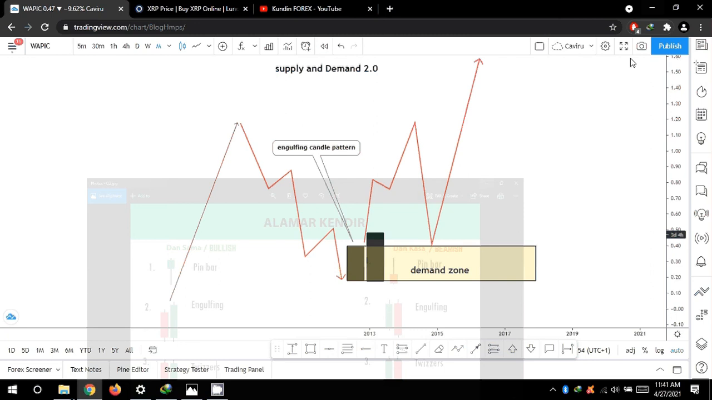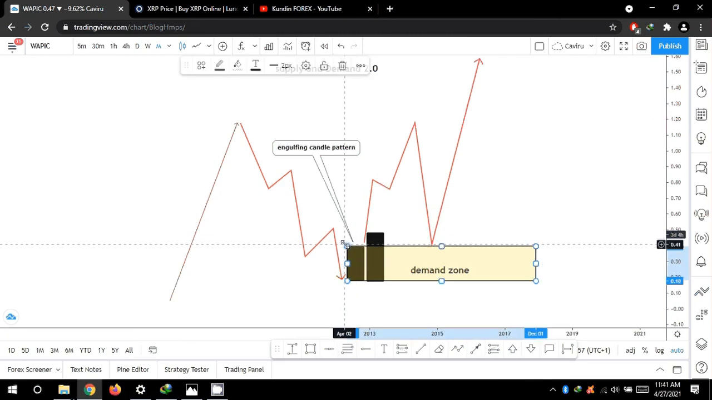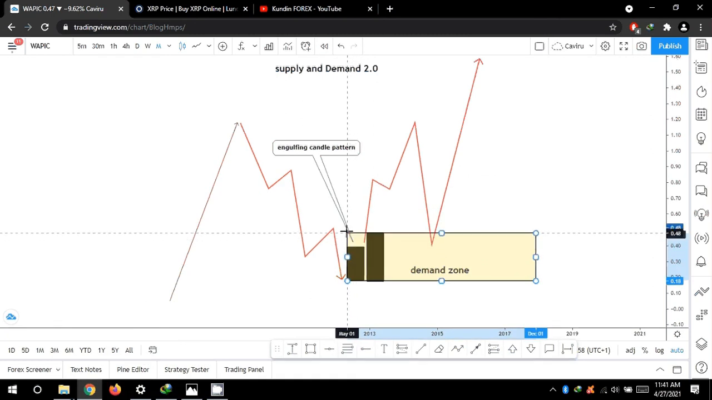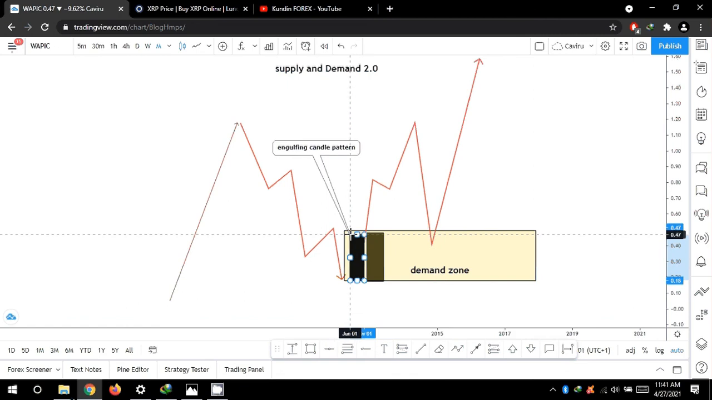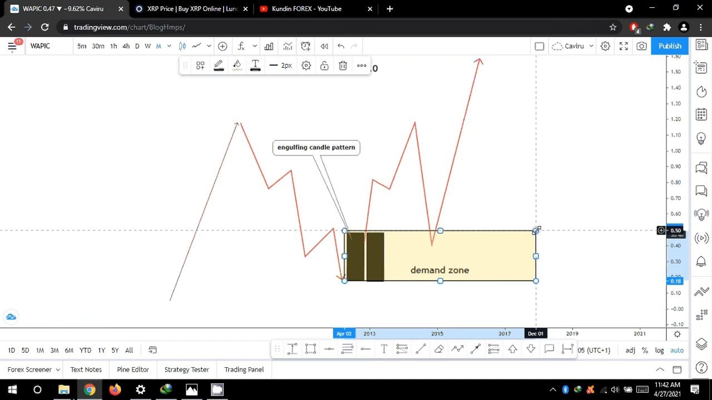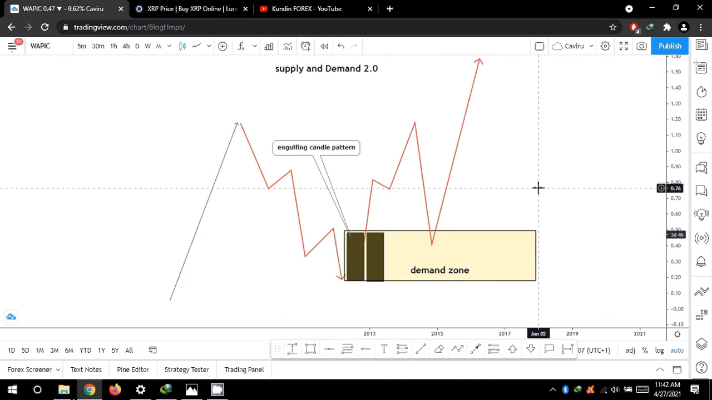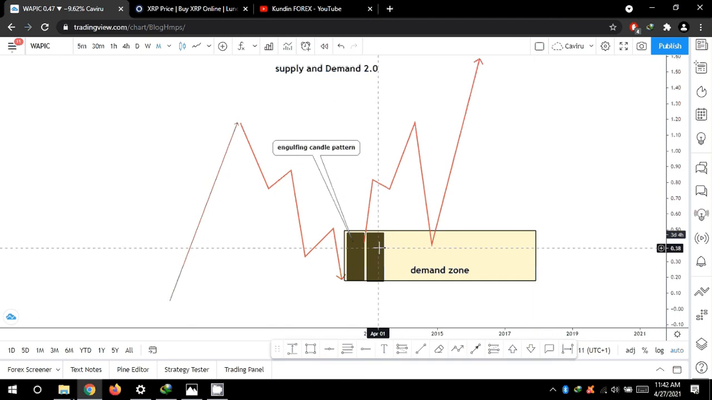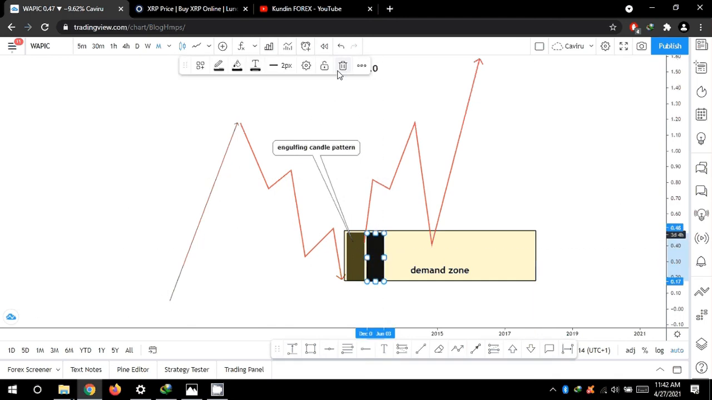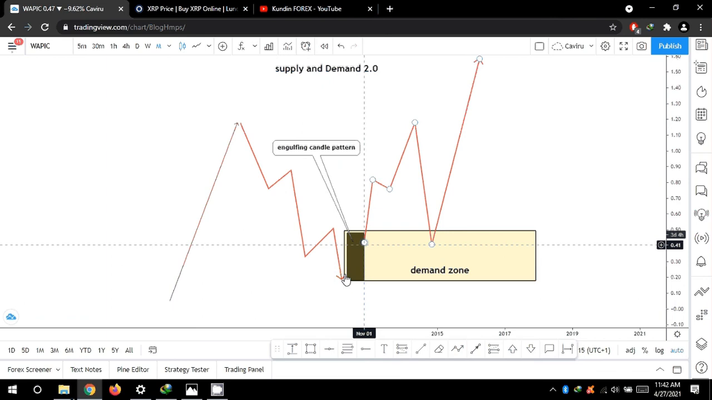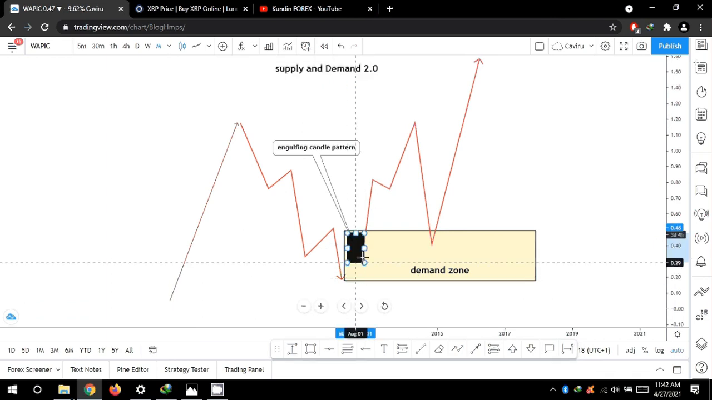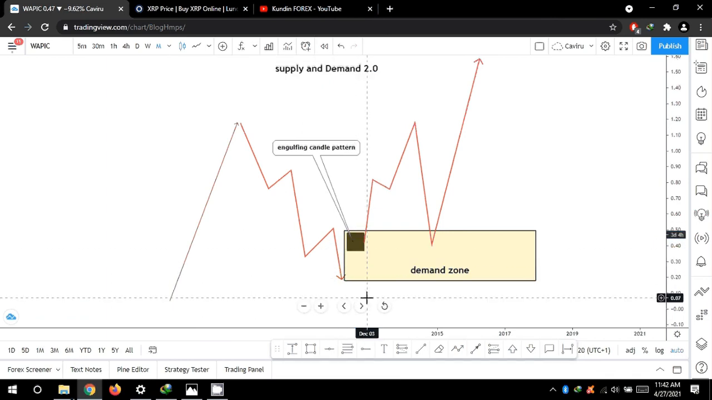So if it is a tweezer, let me adjust this. Like I said, they will have the same height. You see, now you have a demand zone. It can be a pin bar. Trust me, it can be a pin bar. Then let's move the body up.